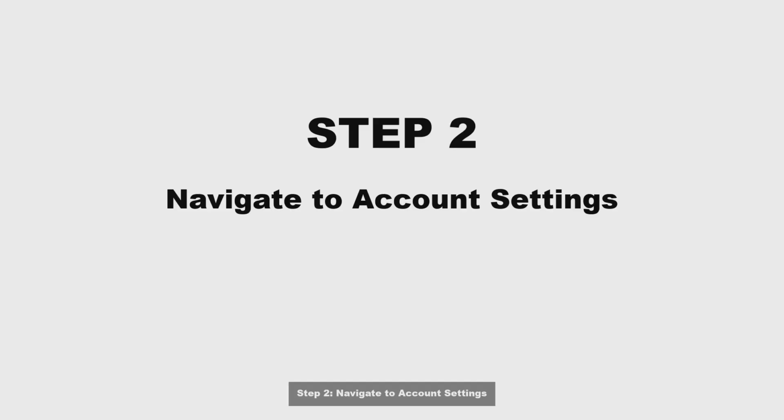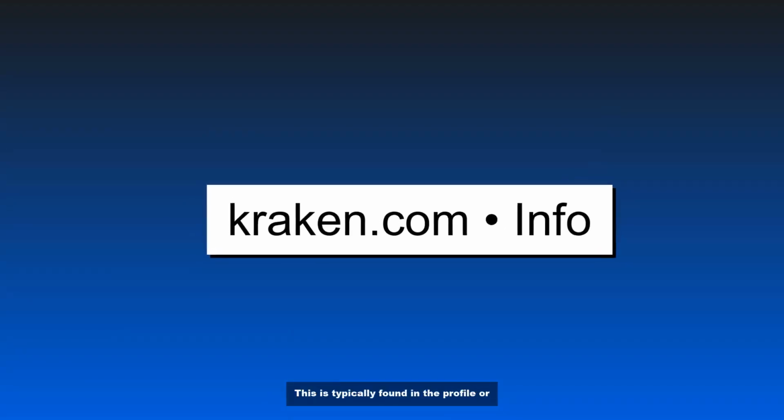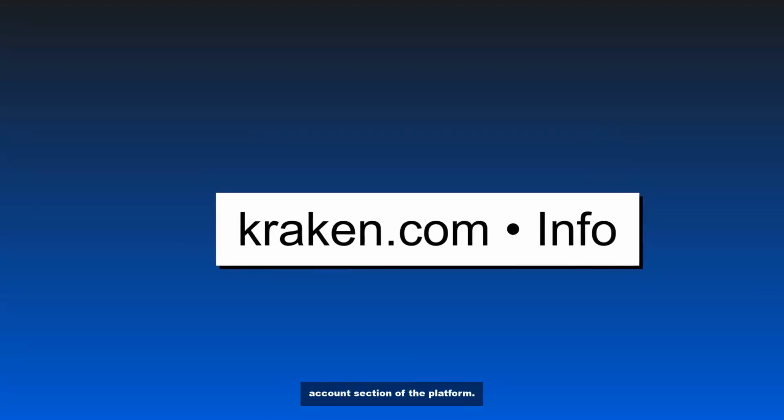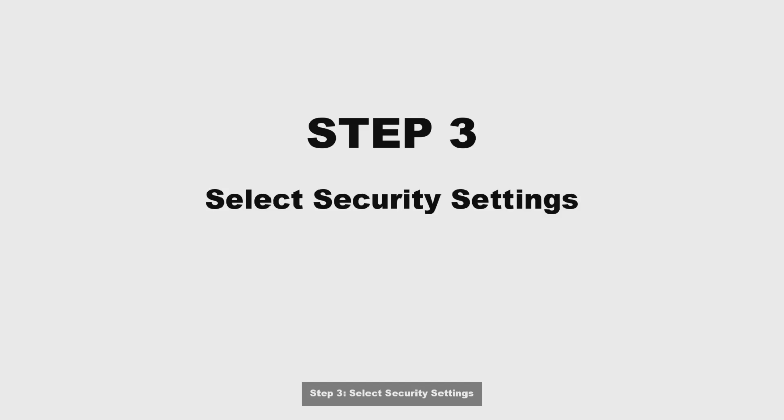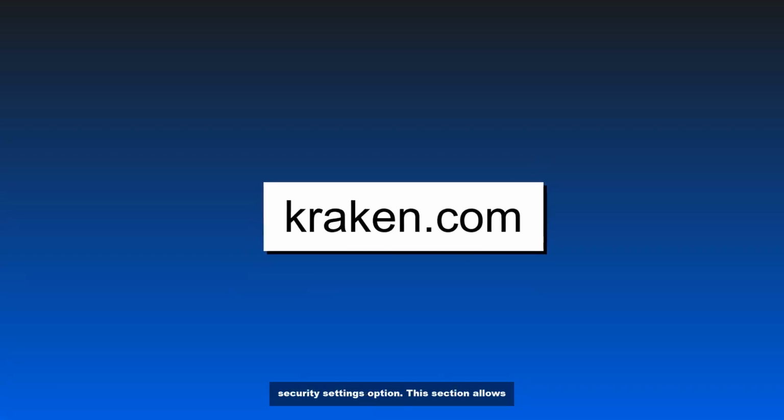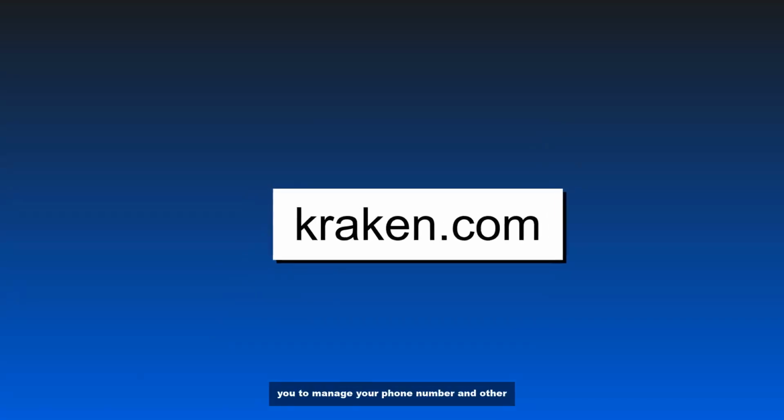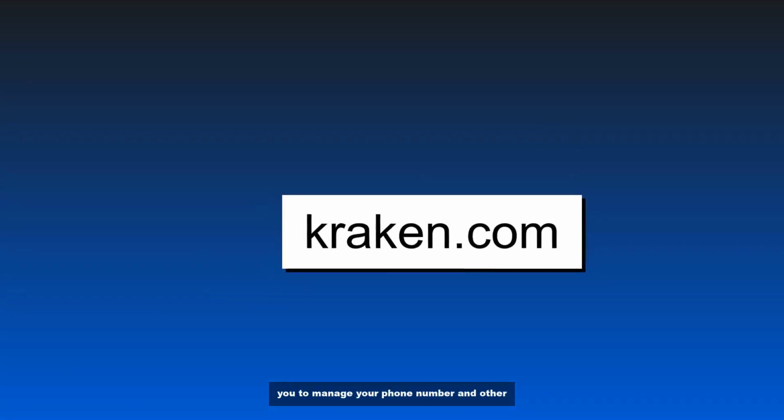Step 2. Navigate to account settings. Once logged in, go to your account settings. This is typically found in the profile or account section of the platform. Step 3. Select security settings. In the account settings menu, look for the security settings option. This section allows you to manage your phone number and other security features.